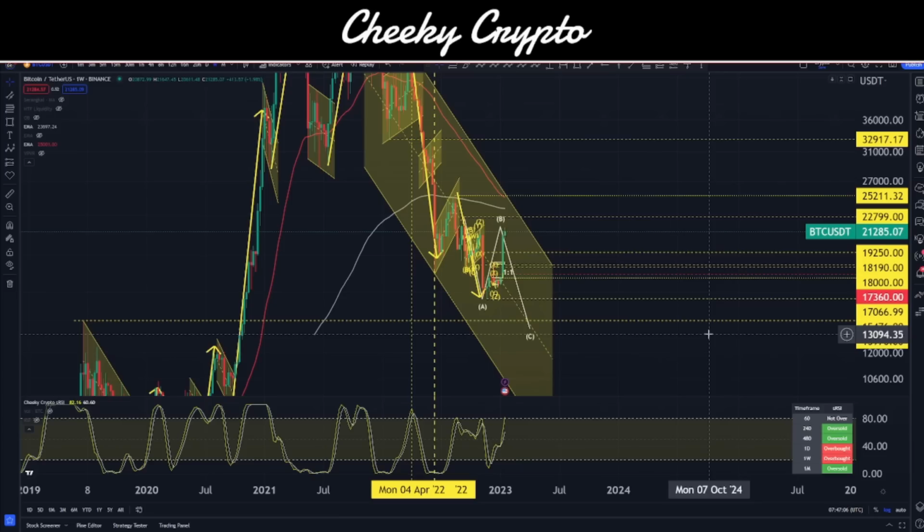I think ultimately, though, we're going to have a correction, whether that means new lower lows or not. That's still up for grabs and still up for debate. But for now, I do think we should be prepared for some kind of corrective action.